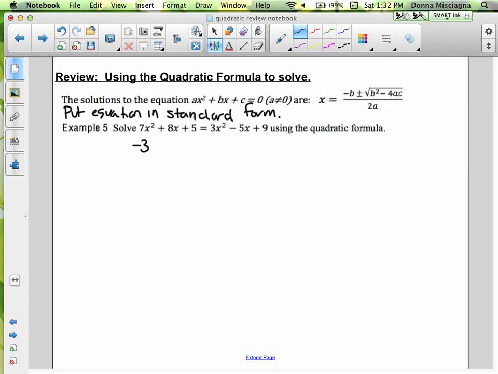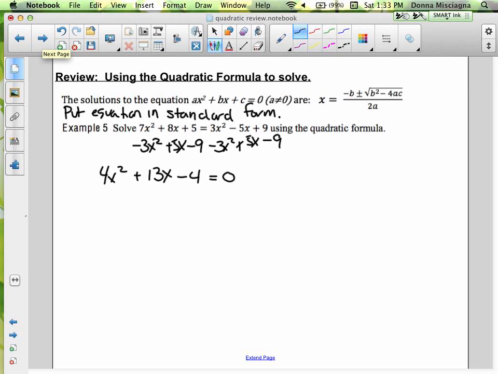So we're going to subtract a 3x squared. We're going to add a 5x. We're going to subtract a 9, because that's what's on the right side. All right, so 7x squared minus 3x squared, that's 4x squared. 8x plus 5x is 13x. And 5 minus 9 is negative 4. On the other side, it would be equal to 0, because those are all opposites of one another.